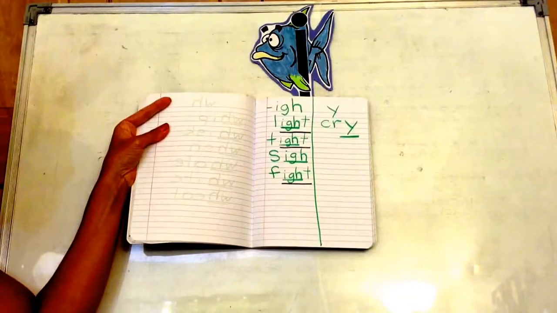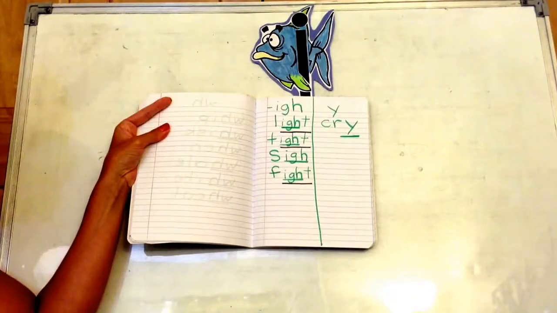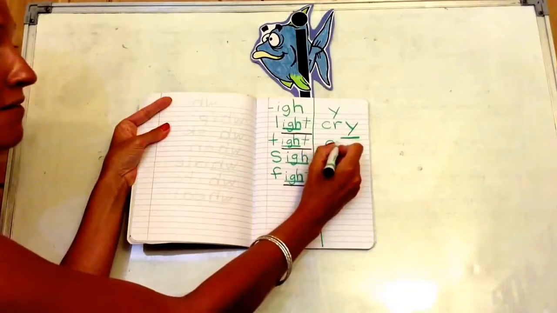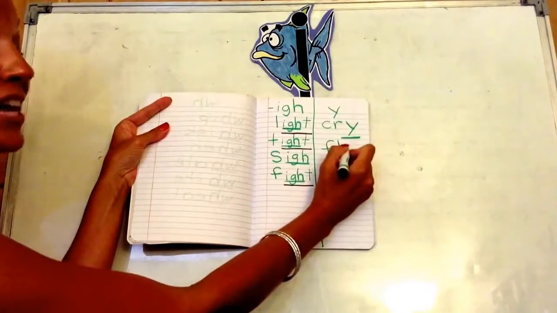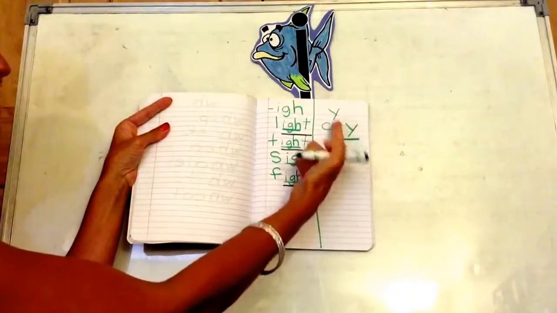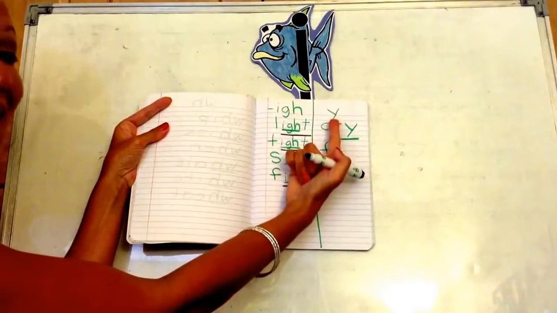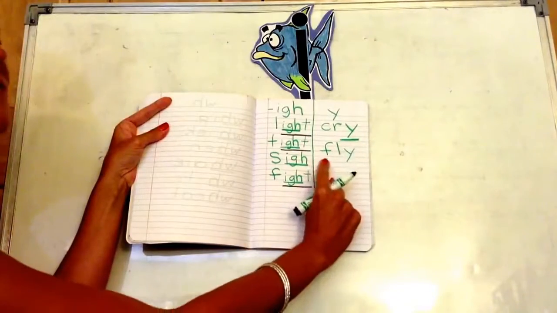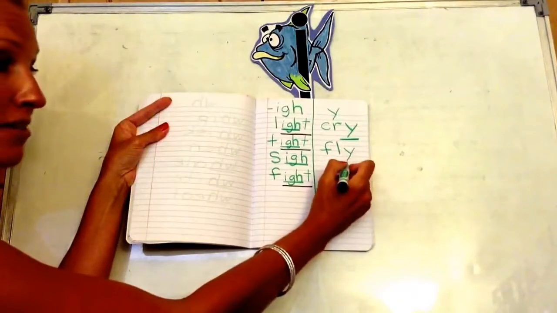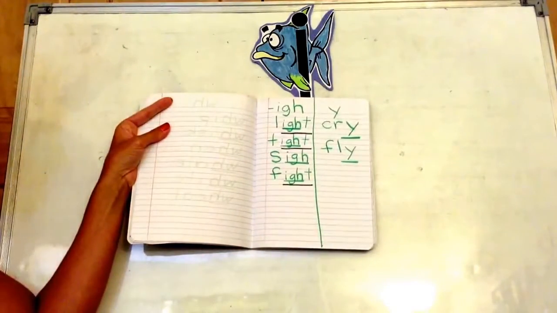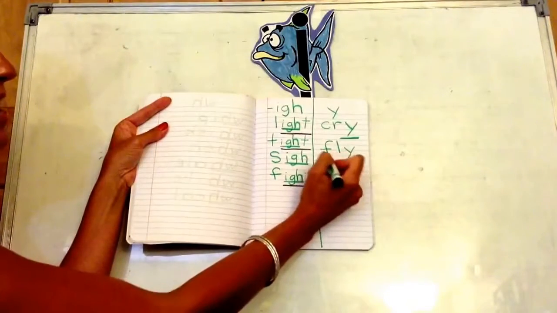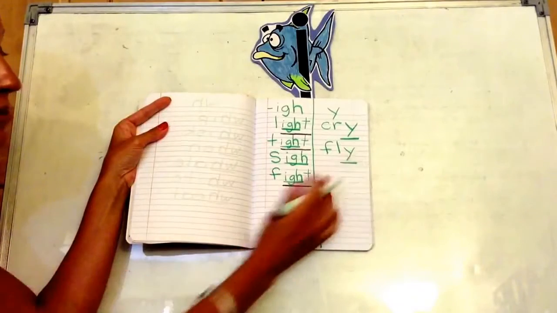Another word that has Y with the I sound is the word fly. I hear a blend at the beginning, F-L, and then I hear I. But I'm practicing writing words that have Y making the I sound, so I'm going to put a Y there. Fly, and I'm going to underline the Y making the I sound. Please write that if you haven't. F-L-Y, fly, and underline the Y.